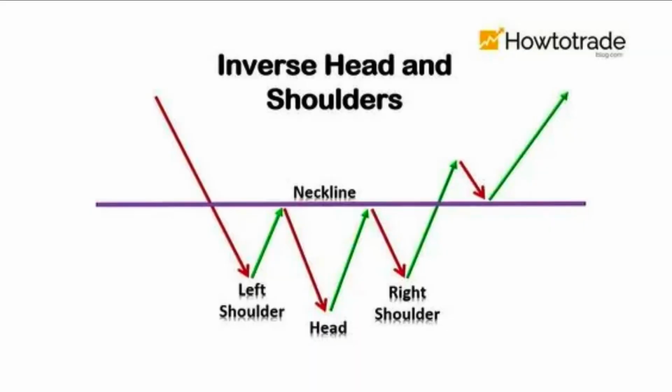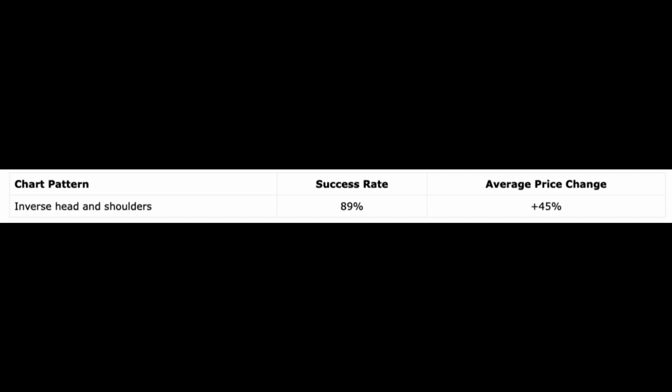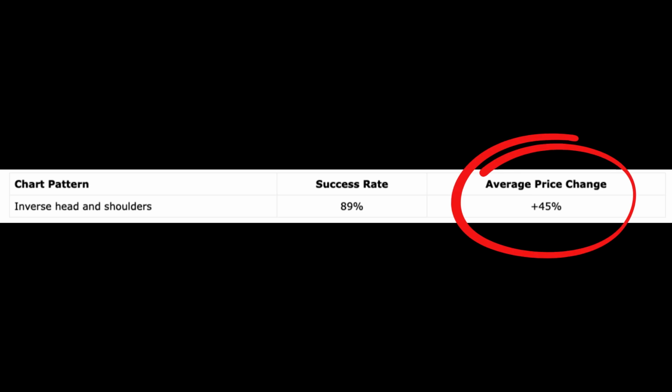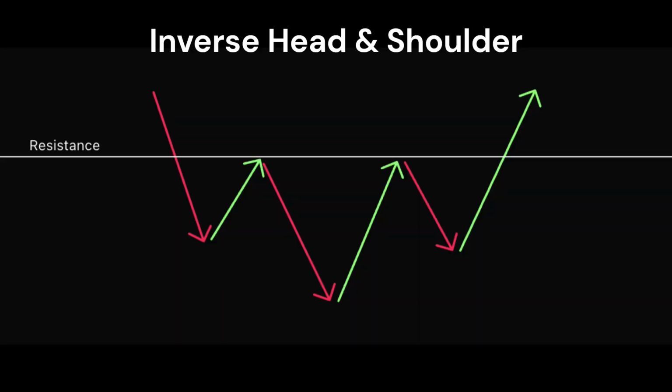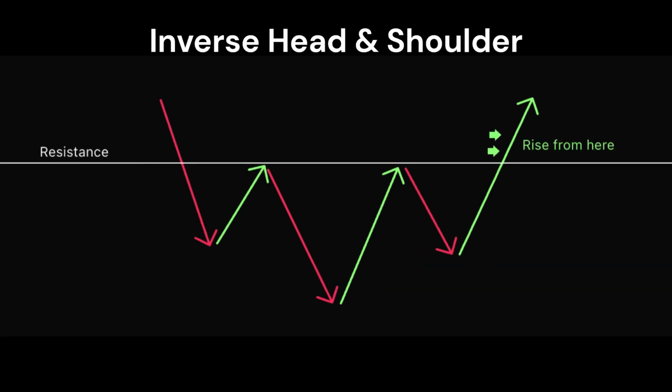Now, let's put one chart pattern to the test. We are going to start by talking about one of the most popular chart patterns, the inverse head and shoulders. This pattern claims to have a success rate of 90% in reversing a downtrend, with an average price change of 45% when entering this pattern. The inverse head and shoulders pattern occurs when the price of an asset hits a bottom 3 times, forming two troughs known as the shoulders and a lower trough known as the head. This pattern suggests that the price of the asset may soon start to rise.